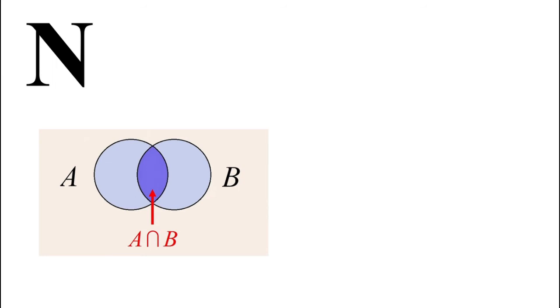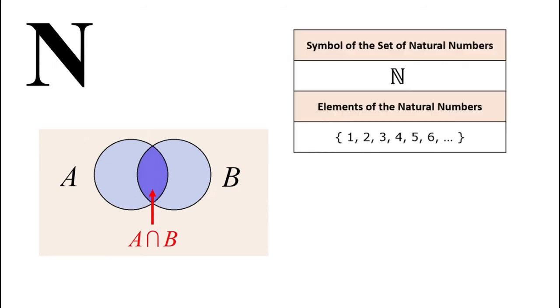Okay, n is used as this symbol right here, which means the intersection of set A and set B. It is also the symbol of the set of natural numbers. So we have 1, 2, 3, 4, 5, 69, 420, etc.